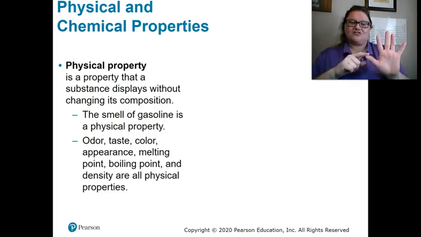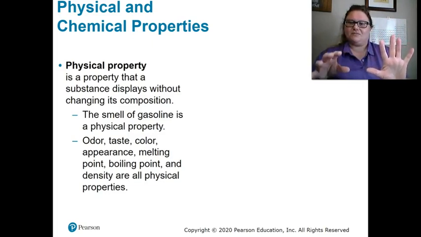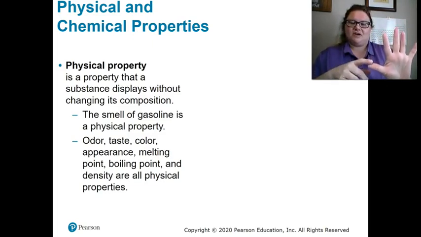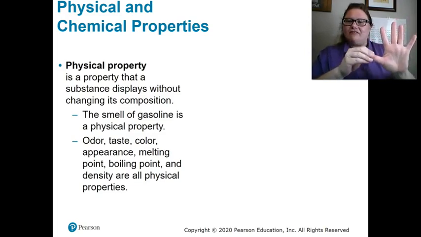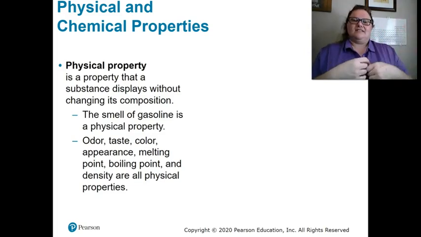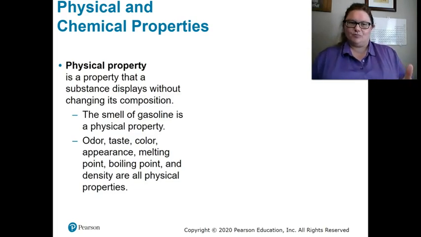So if you can describe something, whether it's a pure substance or a mixture, you can describe something using your senses. It makes a popping noise. It has a sour taste. It has a rough texture. These are all examples of physical properties. They're physical if you can use your senses to describe them.